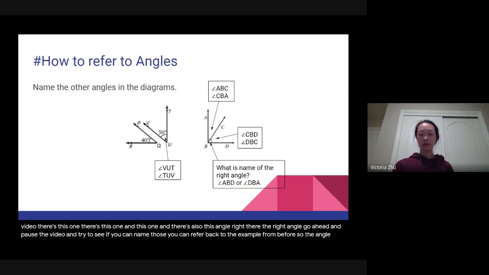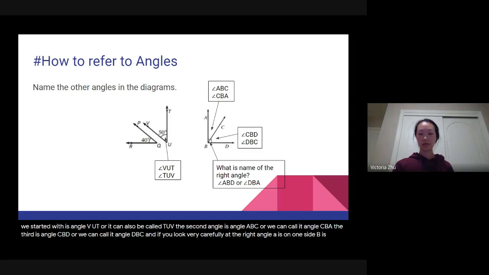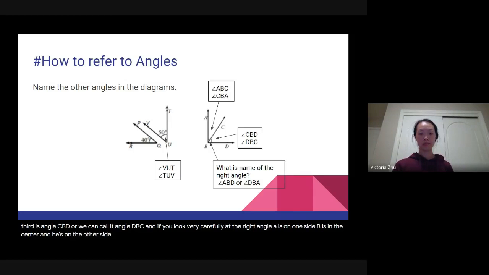So the angle that we started with is angle VUT, or it can also be called TUV. The second angle is angle ABC, or we can call it angle CBA. The third is angle CBD, or we can call it angle DBC. And if you look very carefully at the right angle, A is on one side, B is in the center, and D is on the other side. So we call the right angle ABD or DBA.